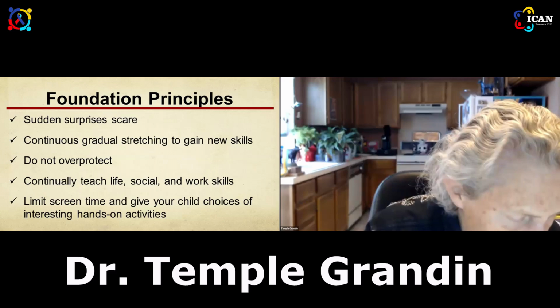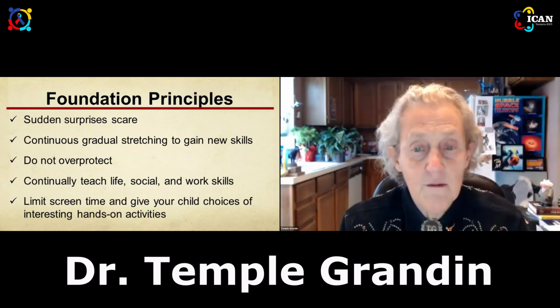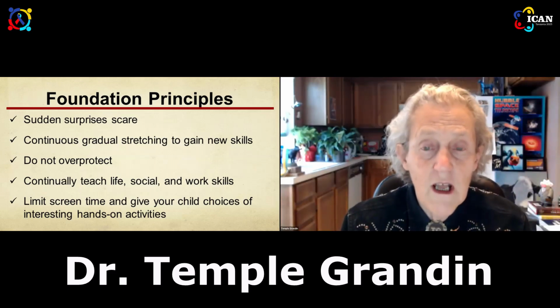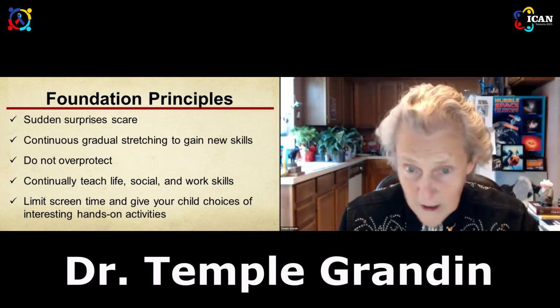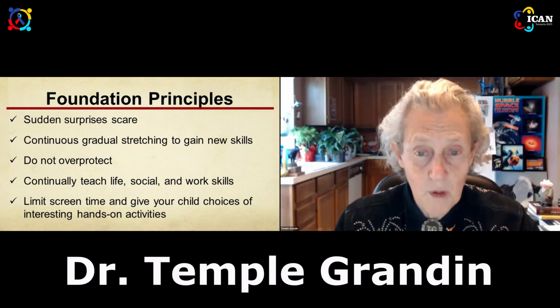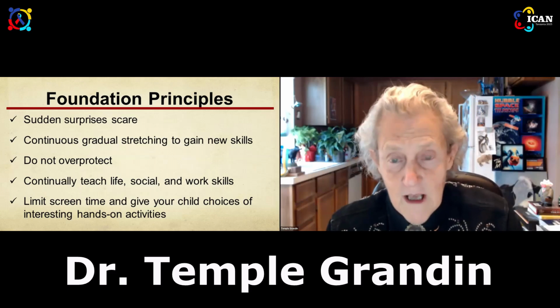You give them some choices, and we've got to limit the amount of time they're spending just tuning out on phones and other electronics. Now, I don't recommend banning it. Don't want to ban it. But what we need to be doing, an hour a day is plenty.